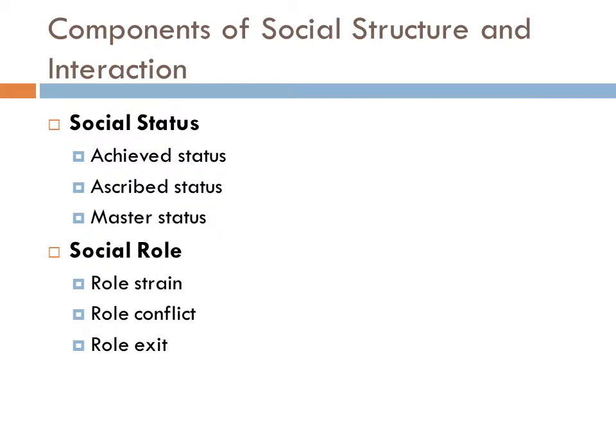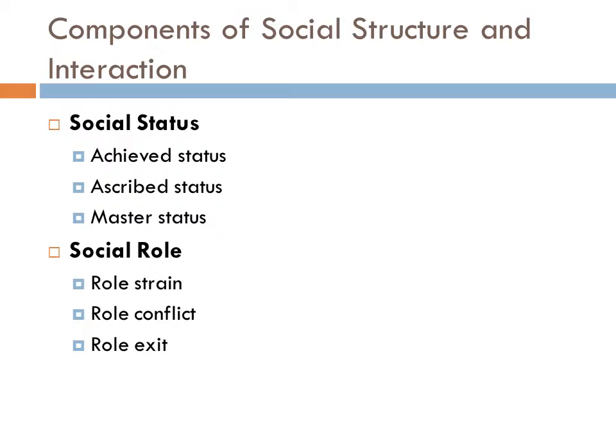An achieved status is one that is voluntary and earned. So, for example, I have a master's degree. I am an instructor at a community college. I'm a resident of Rhode Island. These are achieved statuses. These are not my birthright. On the other hand, you have ascribed status. These are involuntary. So for example, I'm a male, I am a brother, I am a son. I didn't have a choice in assuming these roles. They were kind of put on me naturally.